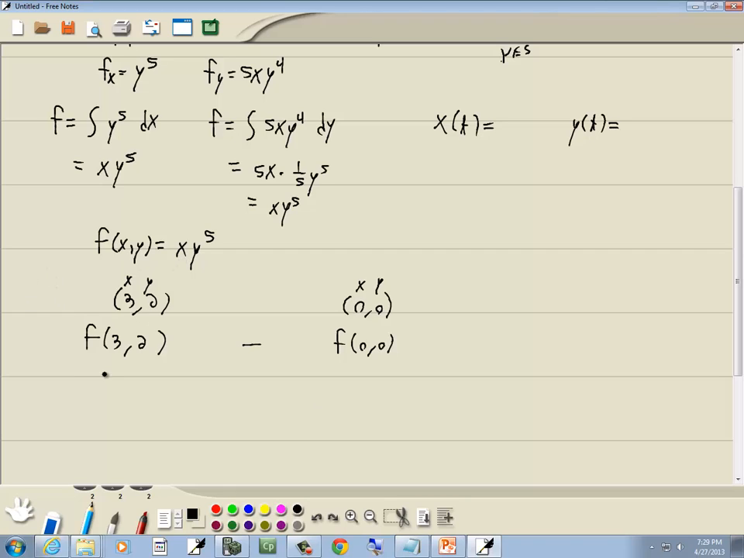Well, x is 3, so we've got 3 times y is 2, so we've got 2 to the 5th, minus, and x is 0 times y to the 5th, so 0 to the 5th, and that drops away. 2 to the 5th is 32, and we've got 3 times 32, which gives us 96. And that's our answer.